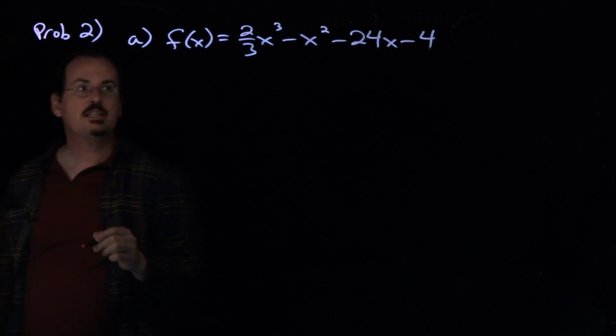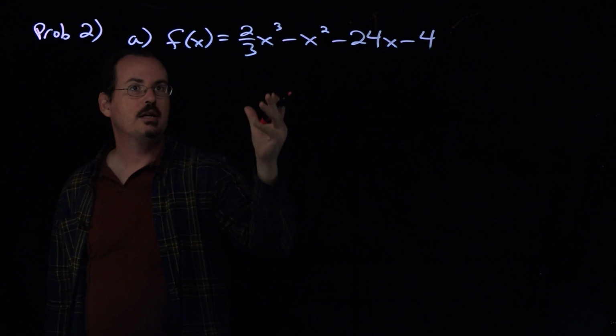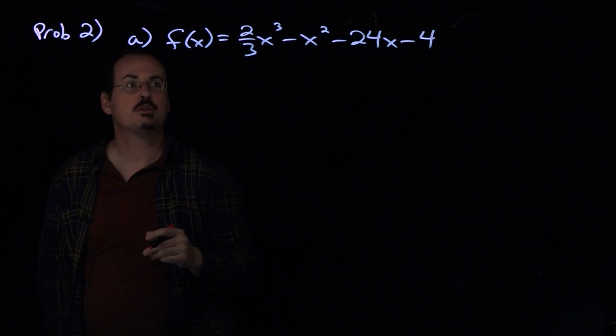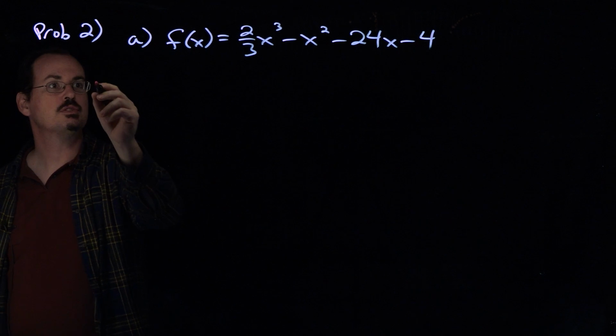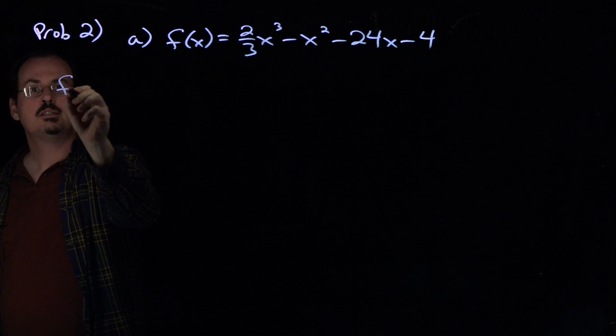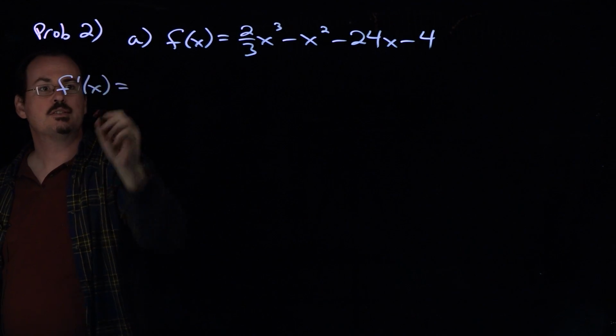Okay, so to find the critical numbers, first of all, remember there's two kinds of critical numbers. For this one, it's a polynomial. They're defined everywhere, and so are their derivatives, so there won't be any of those type 2 critical numbers, that is, where the derivative doesn't exist. So really all we're concerned with here is where the derivative is 0.